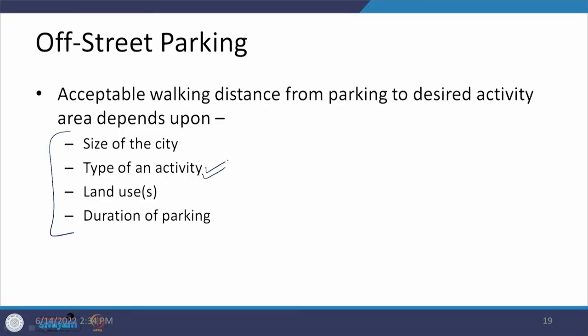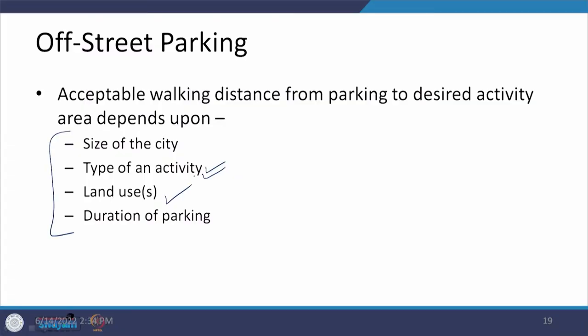Similarly, the type of activity matters. If you are involved in an activity which is going to take a whole day, then probably the person is more willing to walk, as in an office trip. But if it is an activity like going to a bank to simply take some money out of an ATM, it may hardly take 5 minutes, not more than that.